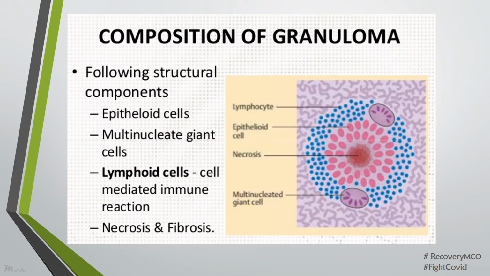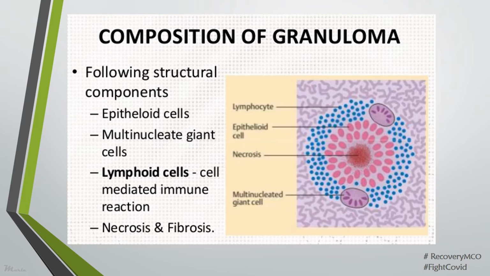In addition, we can also appreciate a cell-mediated immune response in the periphery. There will be a dense aggregate of lymphoid cells. Finally, necrosis and fibrosis may or may not be seen within the connective tissue. Some granulomas will show a central area of necrosis.